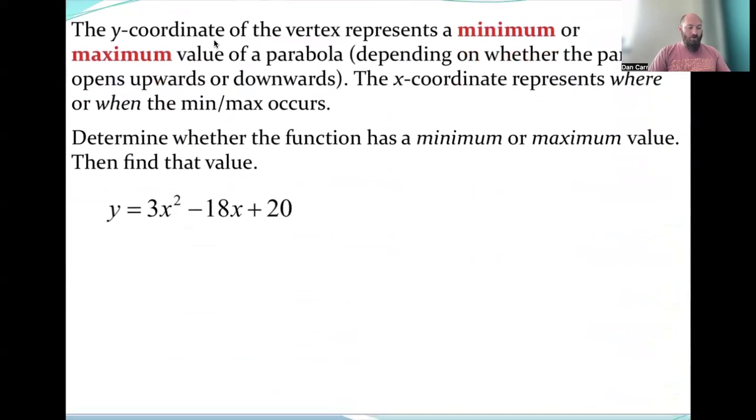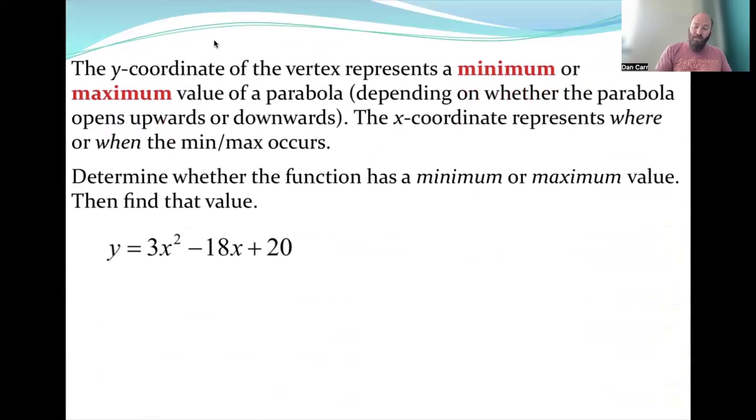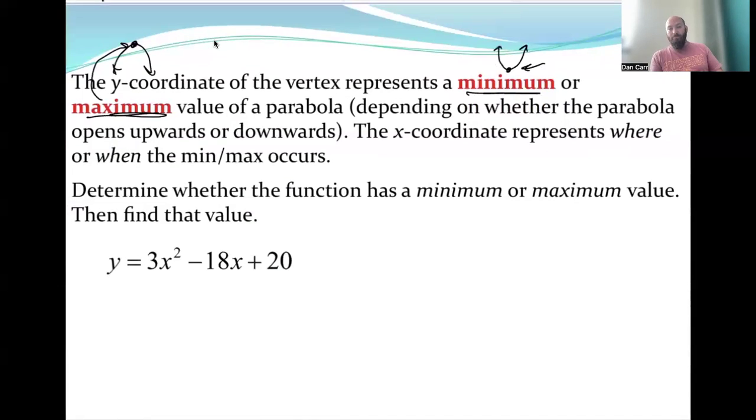Okay. So talking about our vertex a little bit more, the y-coordinate of the vertex represents either a minimum value or a maximum value, depending on whether the parabola opens upwards or downwards. So what we mean by that is if your parabola looks like this, the y value is a minimum. If it looks like this, then the y value of the vertex is a maximum. The x-coordinate just represents where, or in terms of word problems, when the minimum or maximum occurs.